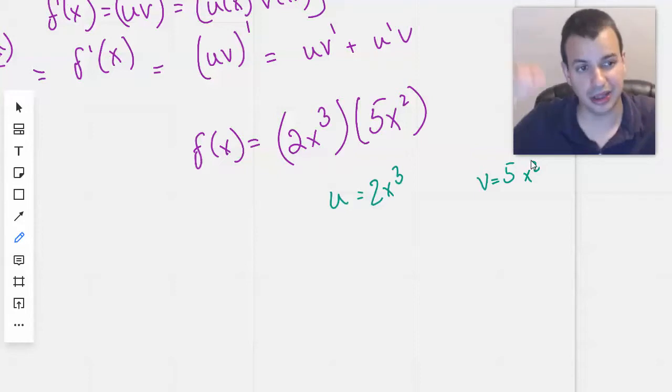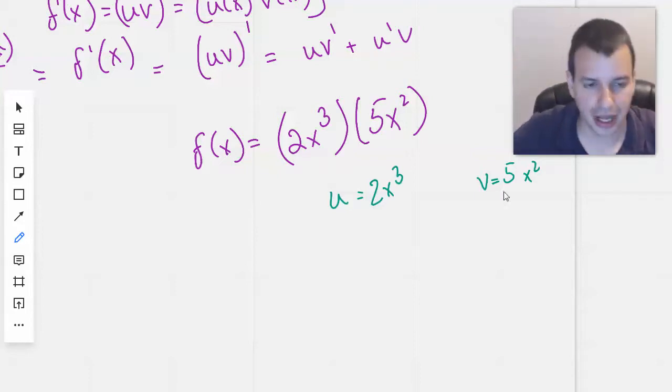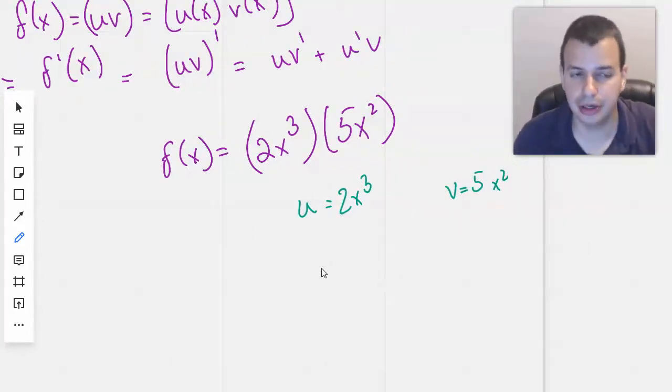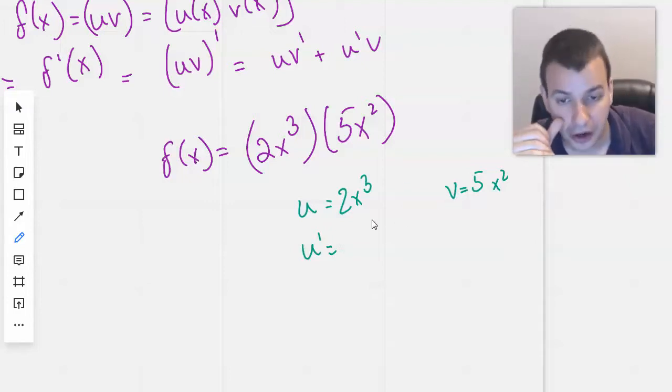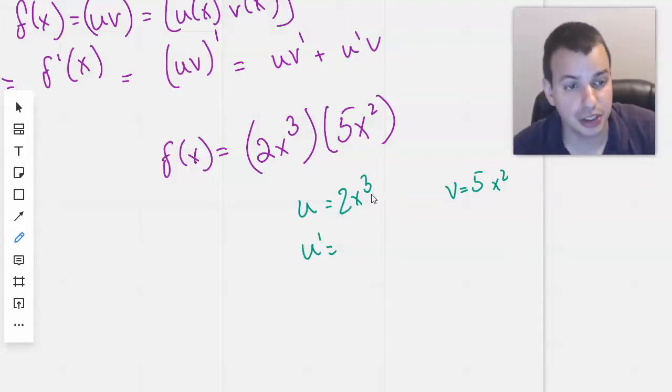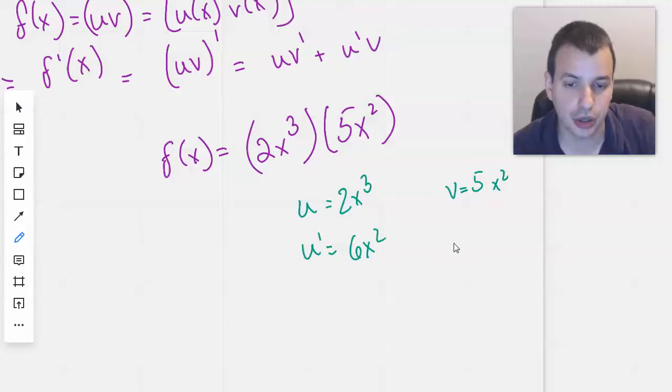And this is the procedure or algorithm that I use pretty much every time I do the product rule. Sometimes I just do it in my head, but especially if I have time, I like to write it out like this, where u is here, v is here, and then we take the derivative of 2x cubed, which would be, we bring the 3 down, so it would be 2 times 3, which is 6. It would be 6x squared. v prime equals 10x. Then I write up the product rule.